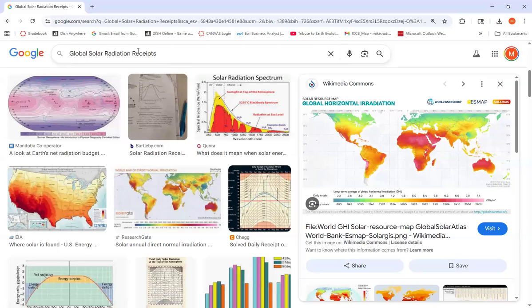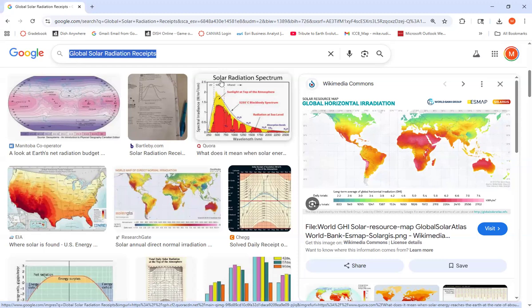So I'm going to stop the share, and I'm going to share one that I set up here. I opened up Google and built a search for global solar radiation receipts. What I'm trying to get an idea of is what the variations are and where the hot spots are around the world, where we see more solar radiation being captured by the Earth's surface. What does the geography of this look like?